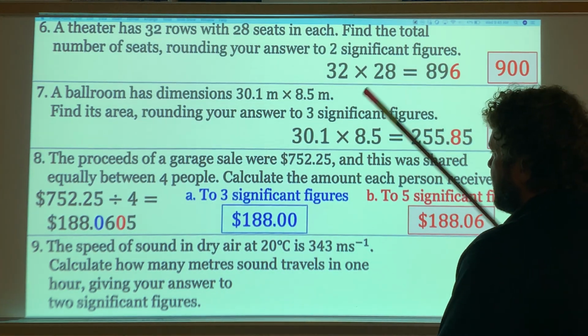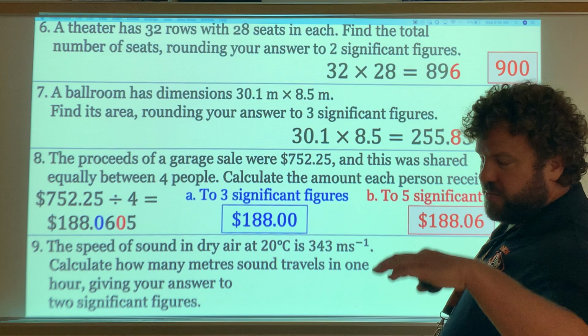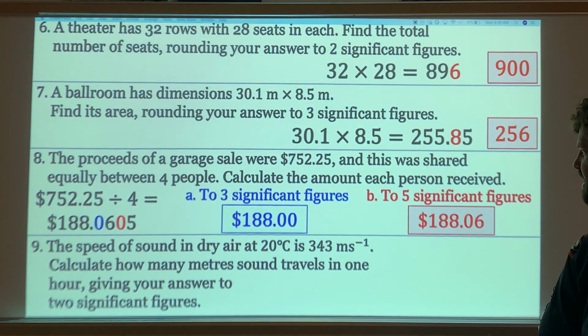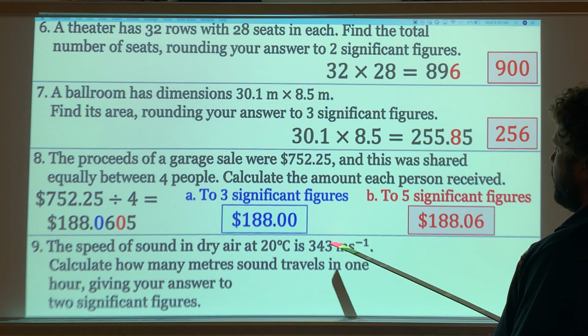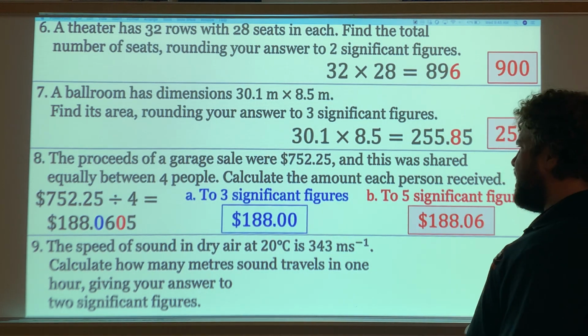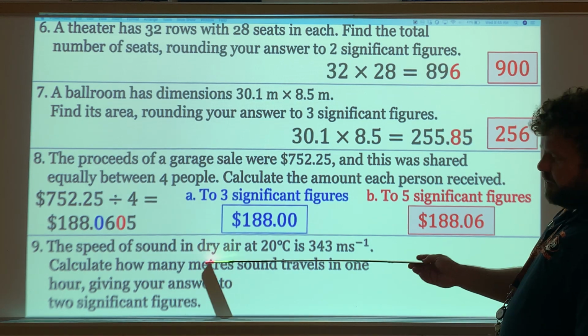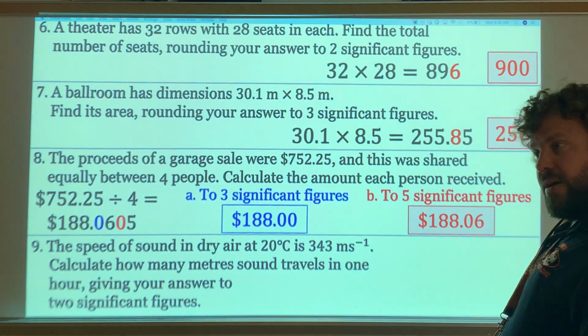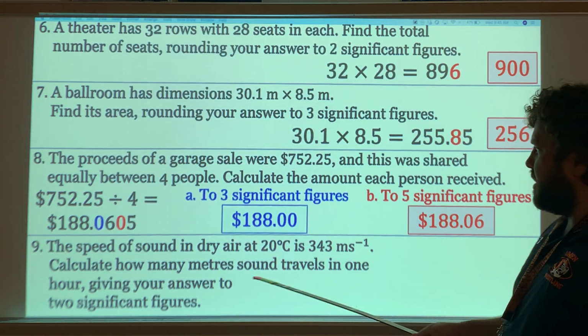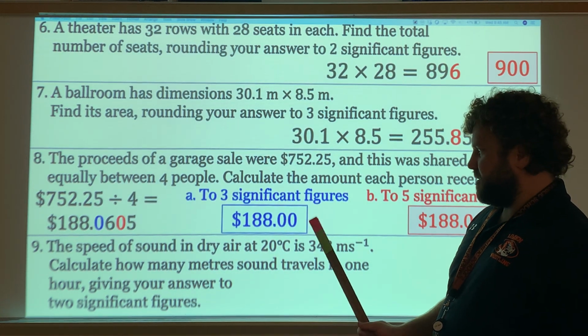Speed of sound in dry air. Dry air is just air that has no humidity. At 20 degrees Celsius is 343 meters per second. Calculate how many meters, and the book spells meters differently. It's just how it's spelled overseas. Sound travels in 1 hour, giving your answer to 2 significant figures.